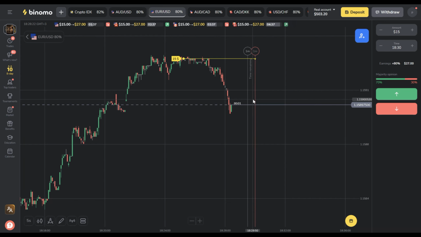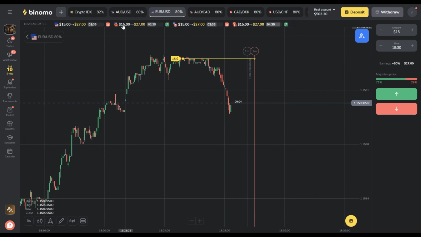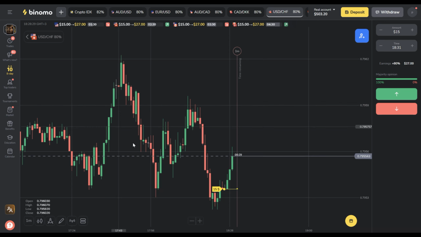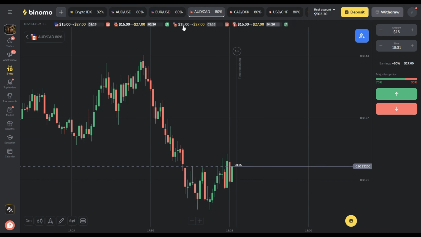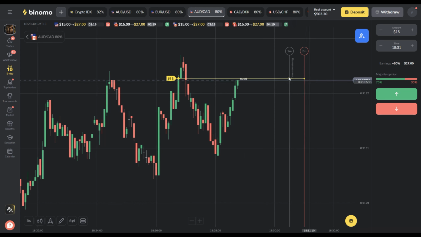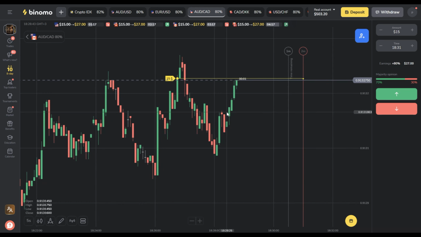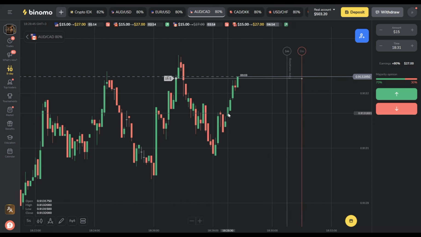Well, in this case, the movement is in the right direction. Everything is fine. The dollar and Swiss franc are also moving in the right direction. And in general, everything else is more or less going well too. Of course, we'll see how the trades close. Here, the price has returned to the entry point, and it's not necessary for this trade to close in profit.